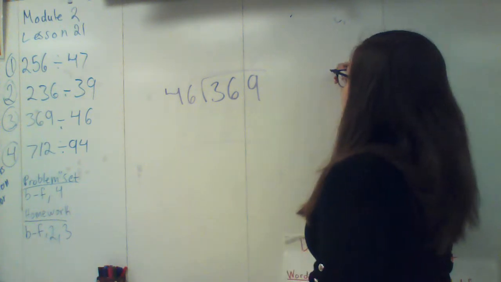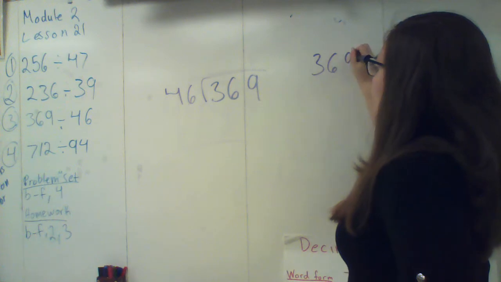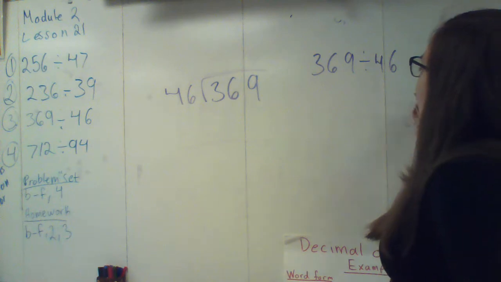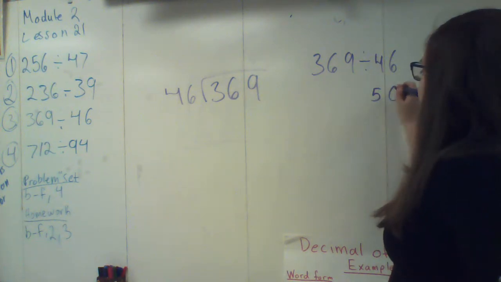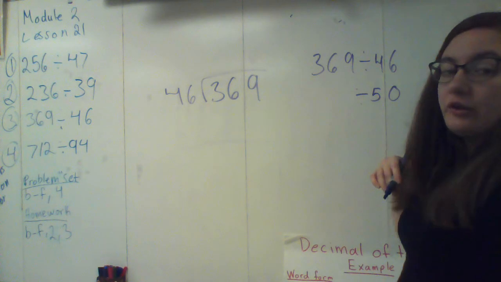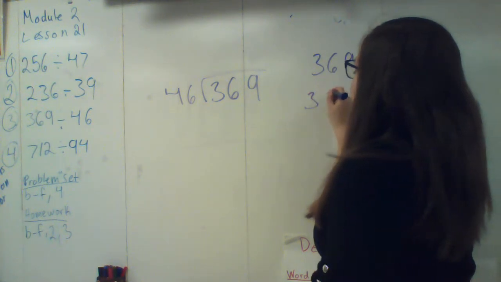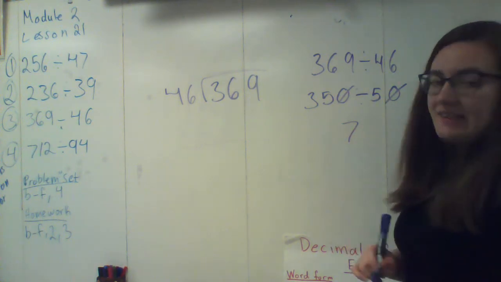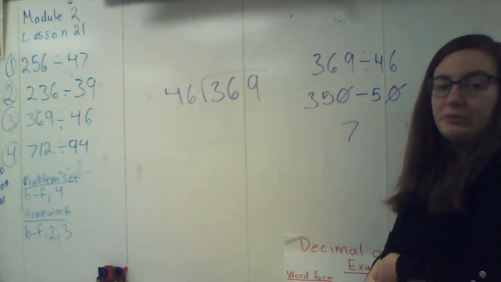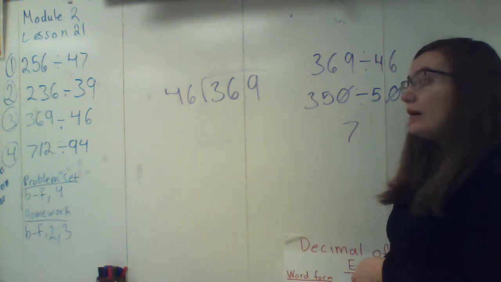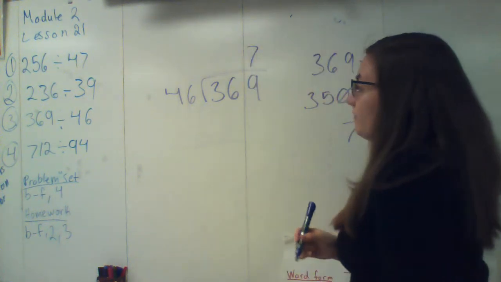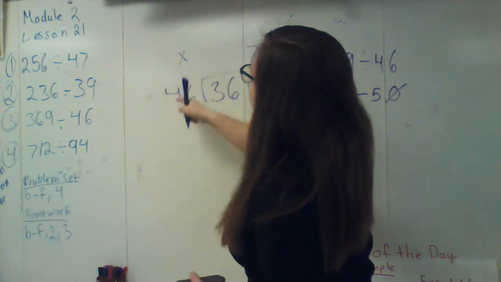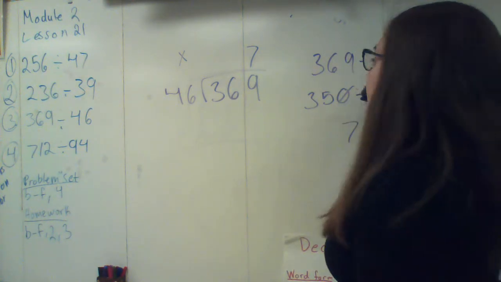All right, so for our estimate, I'm going to do 369 divided by 46. I'm going to round 46 up to 50, and then I'm going to think what multiple of 5 is really close to 36. I could do 35 or 350 crosses that. 35 divided by 5 is 7. And I'll see if 7 will be a good quotient for this problem. So I'm going to put 7 up in the quotient, and then I'm going to multiply 46 times 7 and see if that will work for me.